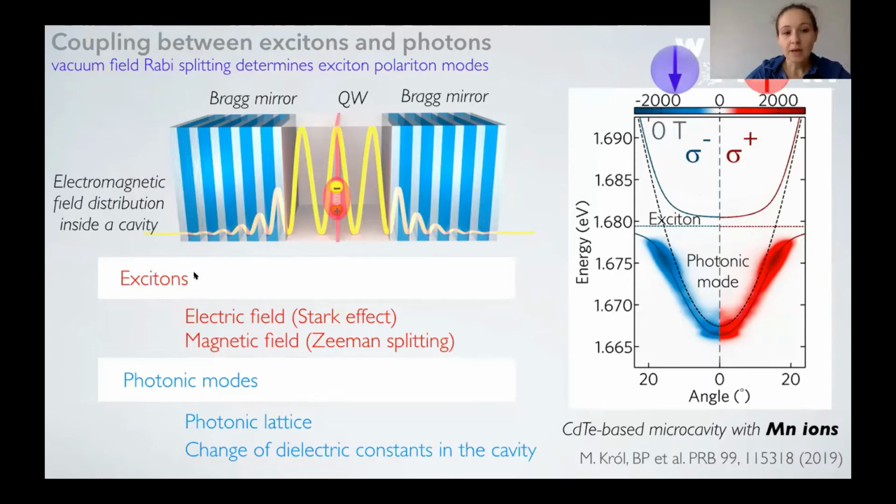So first, if we act on excitons, we know that excitons are very sensitive to external fields, for example, electric field or magnetic field. So if we would like to observe the splitting of the modes, for example, the splitting of the polariton modes or even photonic modes or exciton modes, we can apply an external magnetic field, and then what we observe.